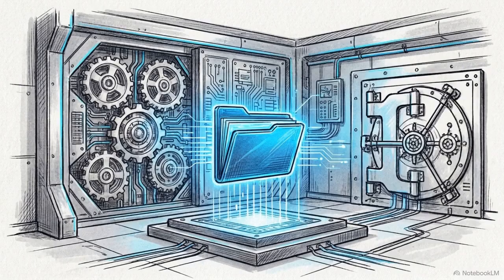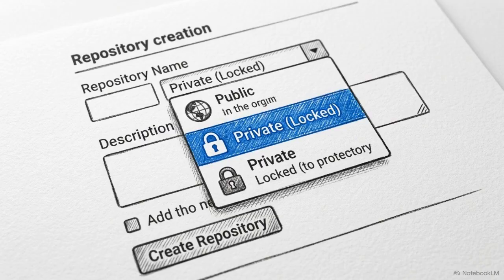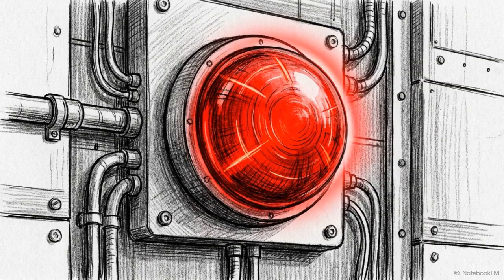Step 1 is creating a new repository on GitHub. Think of this as the master folder for your MotoQ source files. On this repository creation screen, you must set the visibility to private. This ensures your proprietary code is hidden from the public. This brings us to a critical security check.